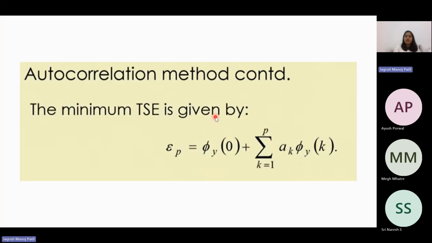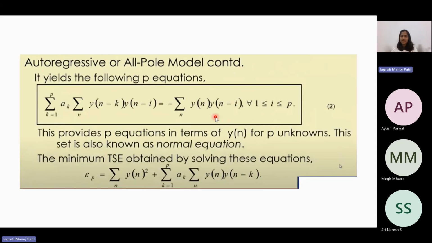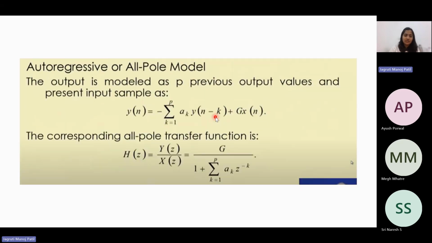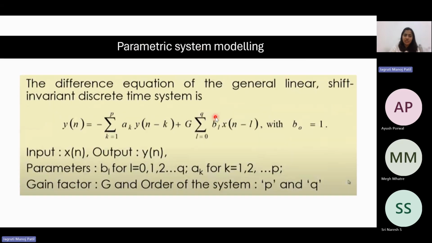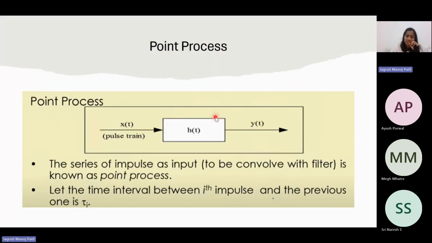Till here was something that I can explain to you, and if you are not able to recall all these formulas, you can just understand the logic behind it. You need to know how it's being done. If it's asked, you need to know a particular stepwise formulation. So I guess that's it for autocorrelation and parametric system modeling, also for the point process.